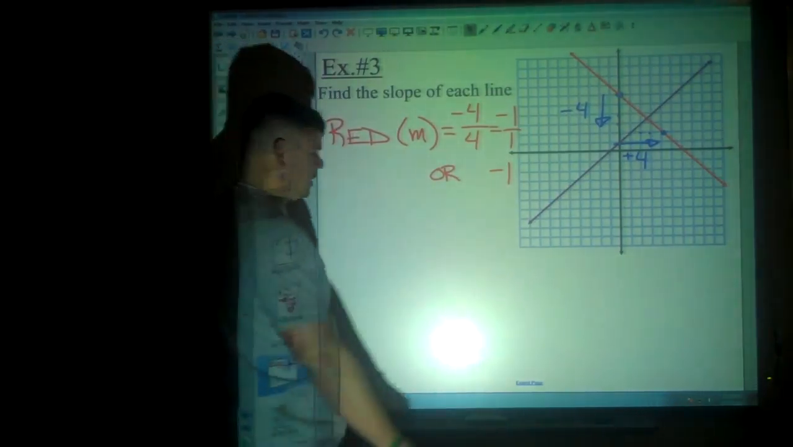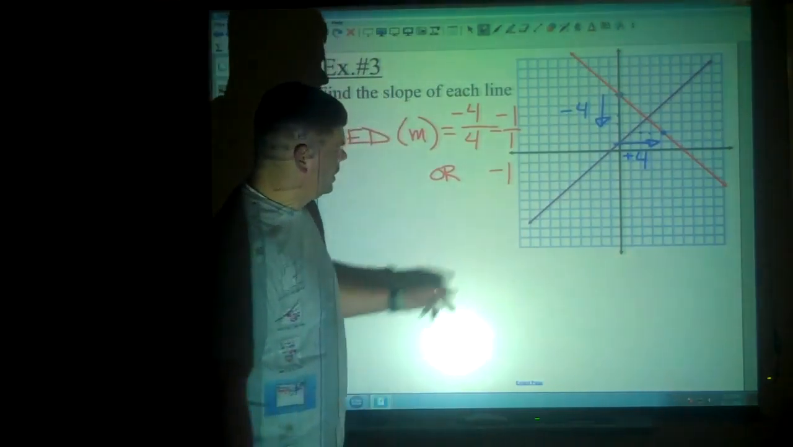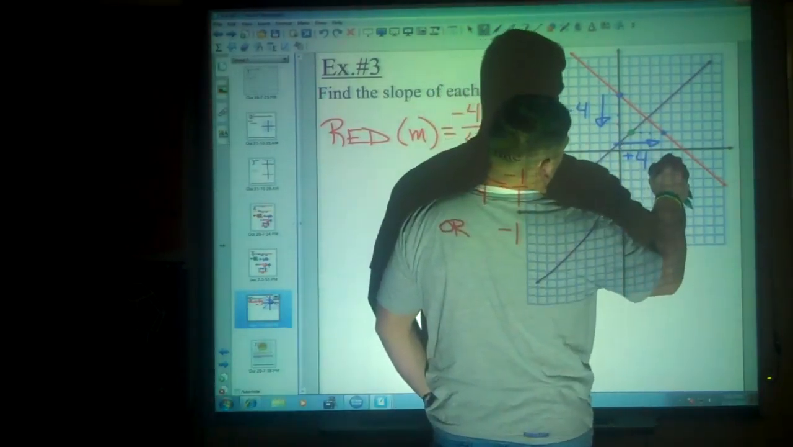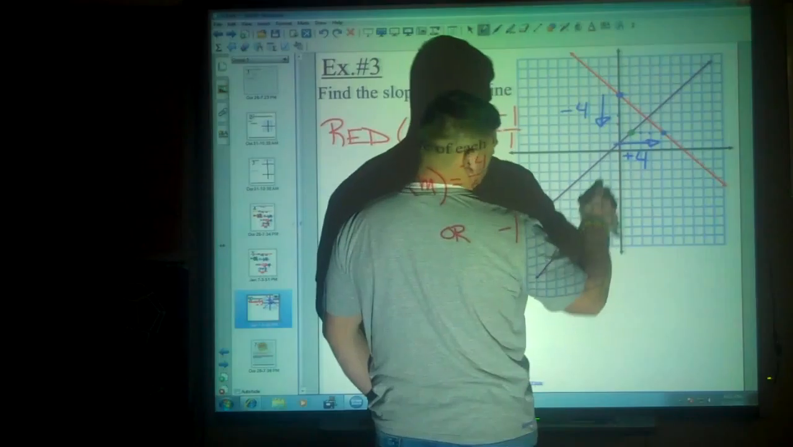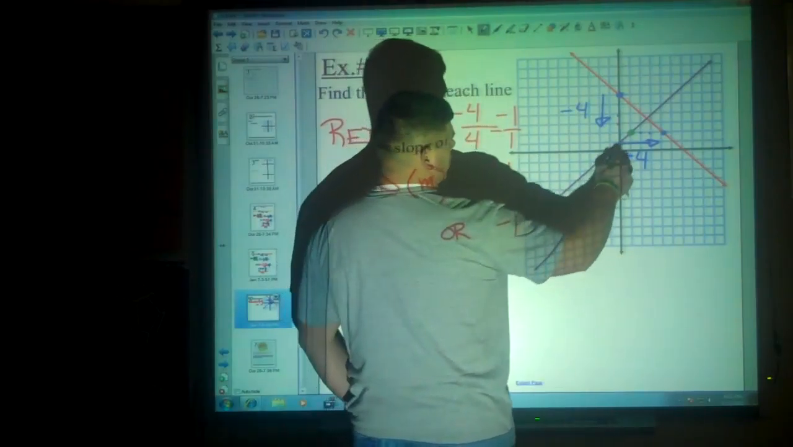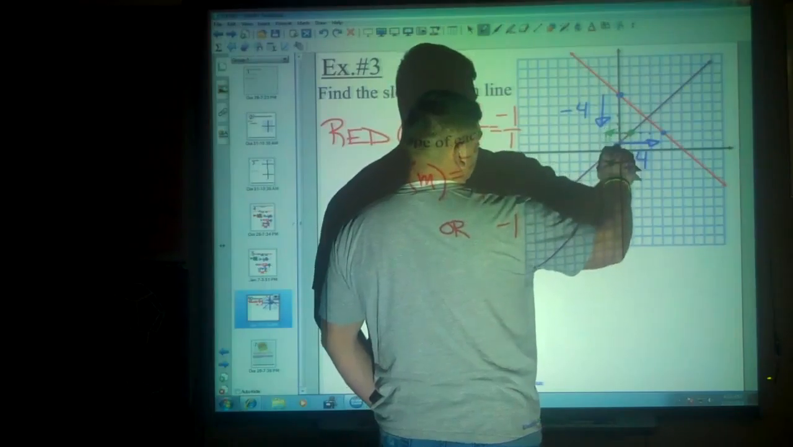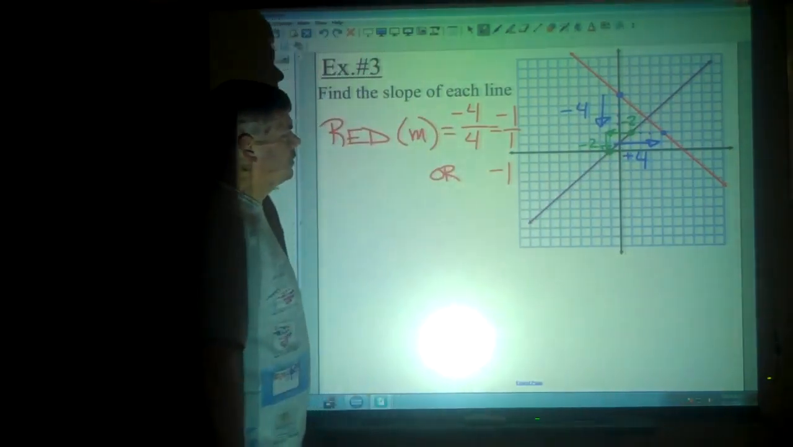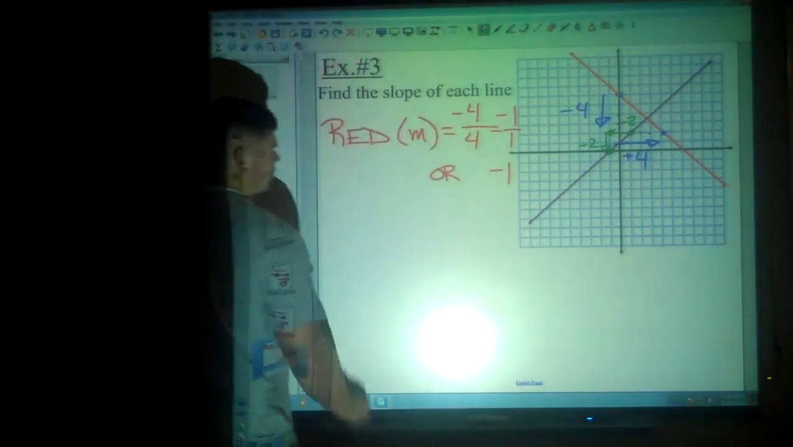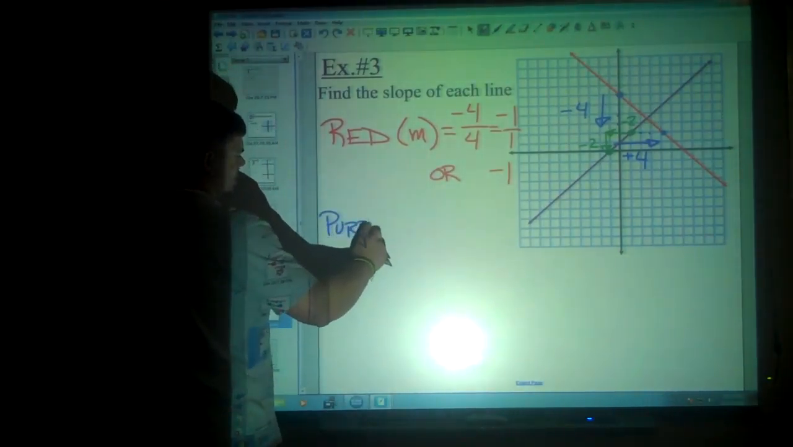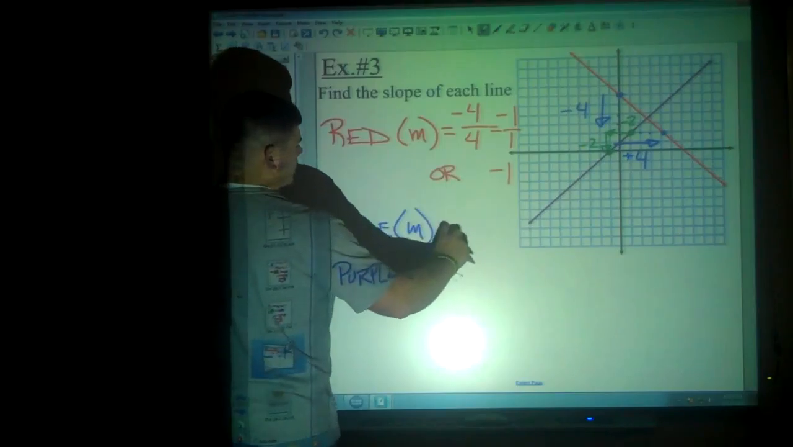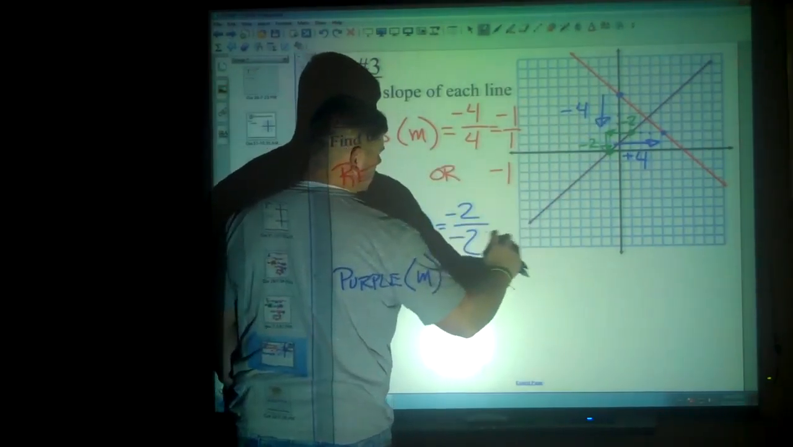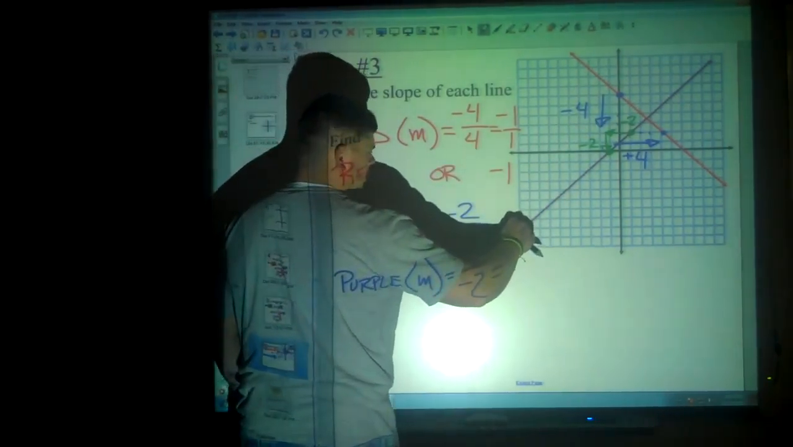Okay, the purple line, find two coordinates on the purple line that look pretty good. Doesn't look too good right here. I do see one right there, and maybe one there. So it looks like it's going left and down. It goes left 2, which is a negative, and down 2, which is a negative. So for the purple line, purple slope is going to equal a rise of negative 2 over a run of negative 2, which is exactly the same as 1.